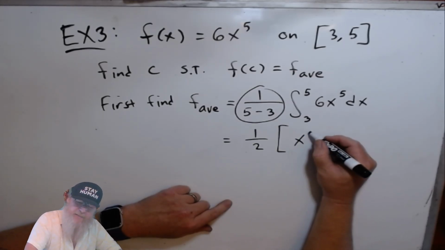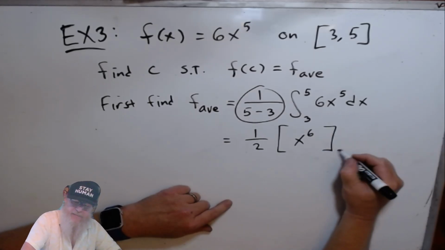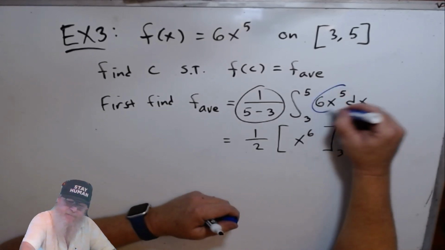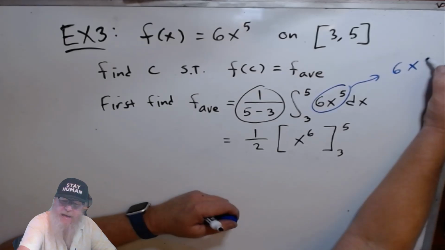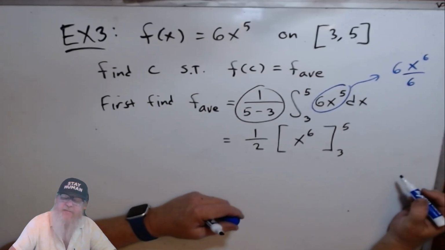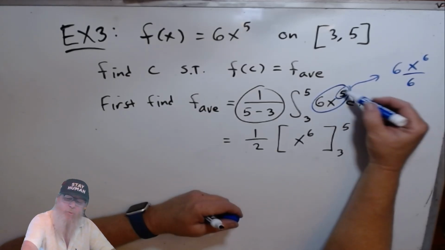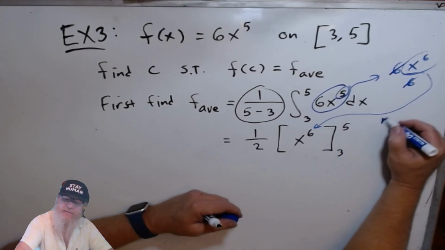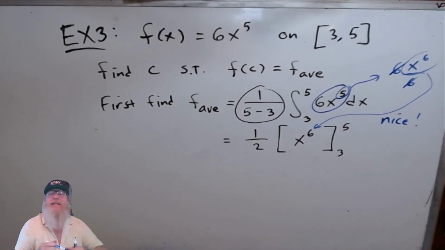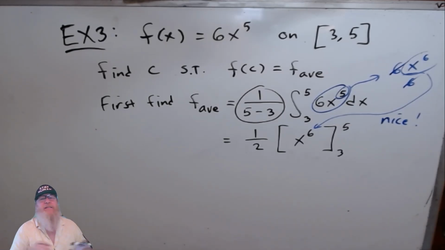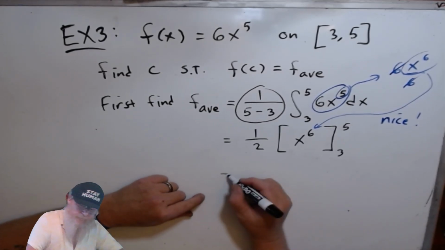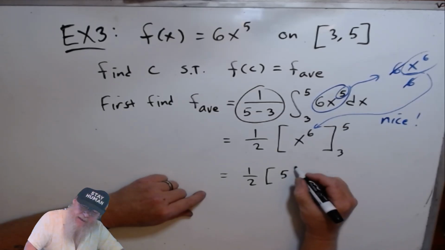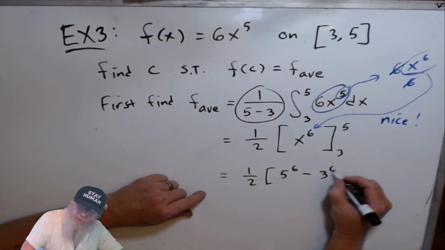So that'll be x to the 6th. Oh, that's nice. Technically it's 6x to the 6th over 6. Yeah. We add 1 and then divide, and then the 6's will cancel. So that's nice. I think I planned it that way on purpose because I just want to give you an easy start with the mean value theorem. So 1/2, and then I got 5 to the 6th minus 3 to the 6th.